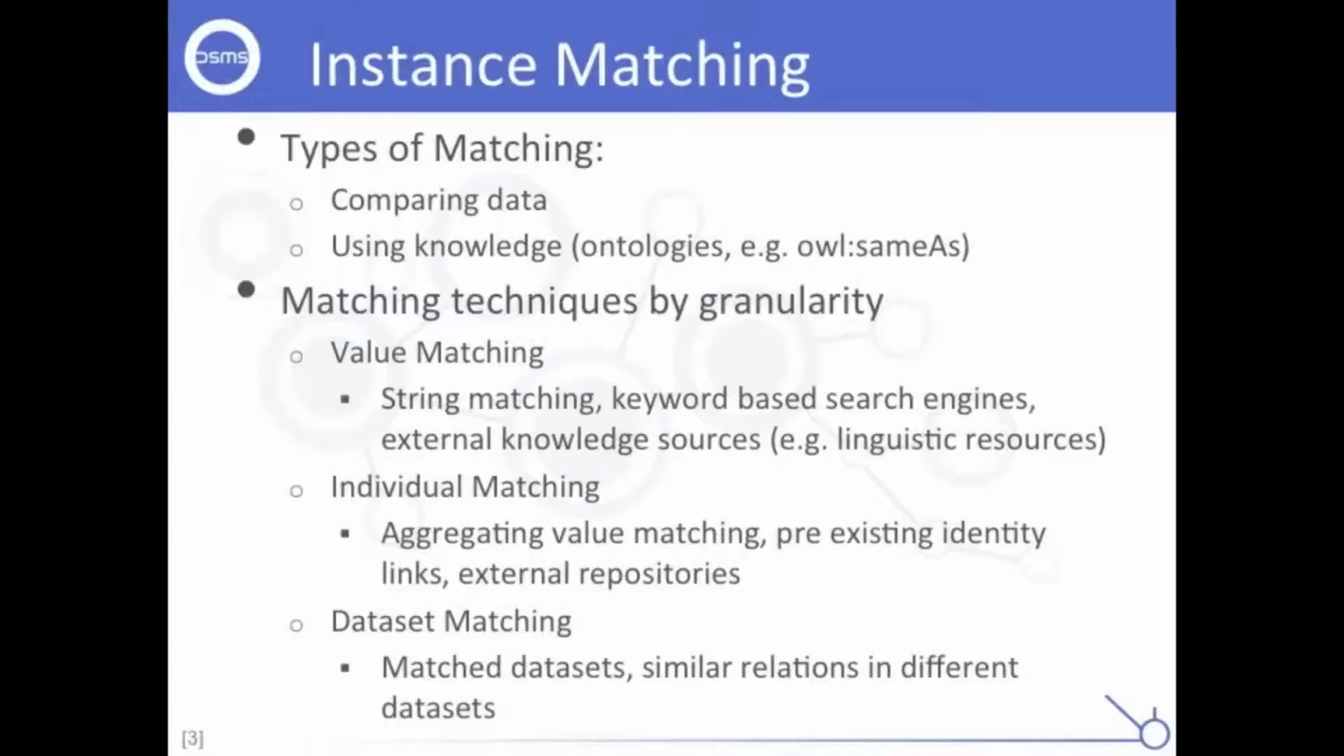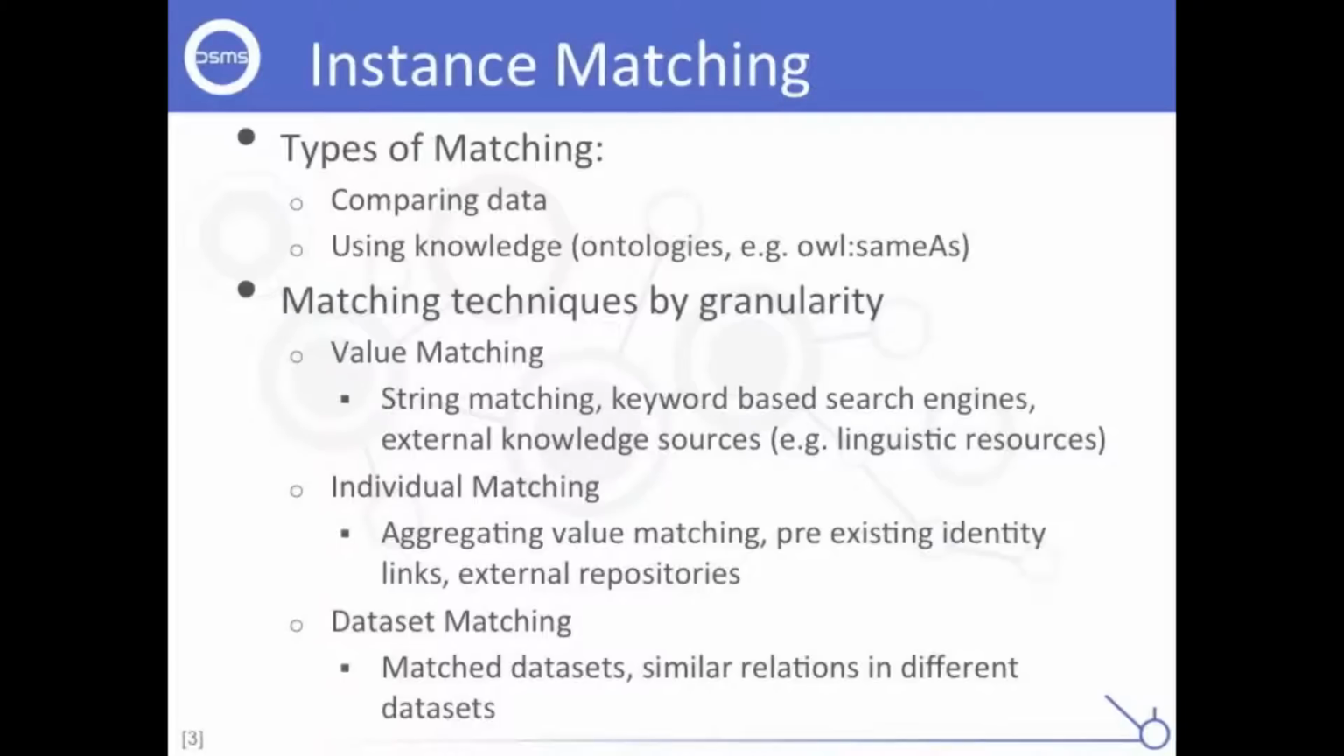Matching techniques can be classified in three ways. One is value matching, which basically compares the values inside entities. For this purpose, we can use string matching, we can use keyword-based search engines, or use external knowledge sources, for example, linguistic resources.